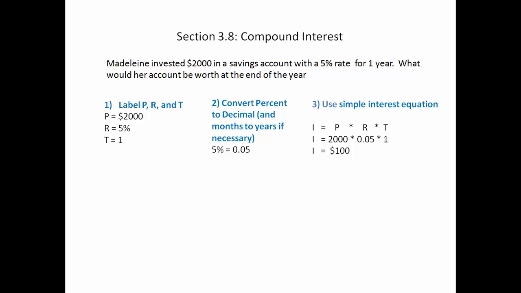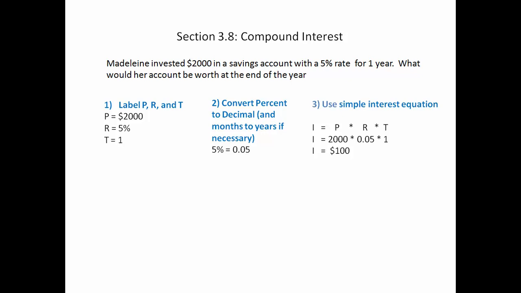Now, if I go to type that into Hawks, I'll get the red bar of shame. Why? What did I do wrong? Well, I didn't read the problem carefully. This question is asking us what her account will be worth at the end of the year. Now, if Madeline invested $2,000 and her account's only worth $100 at the end of the year, she's pretty upset about that. What do we need to do here?